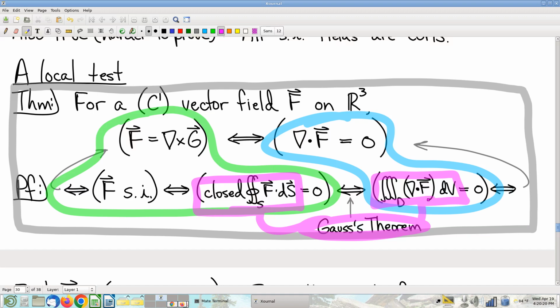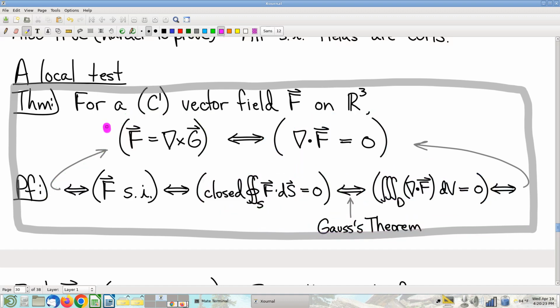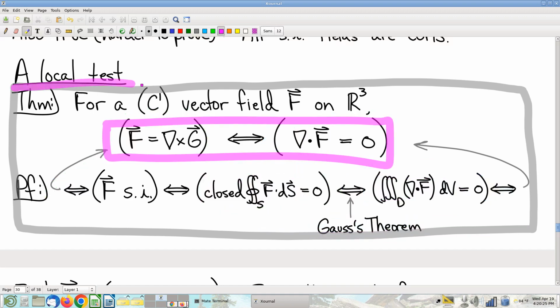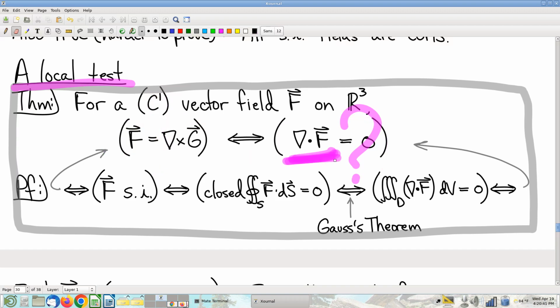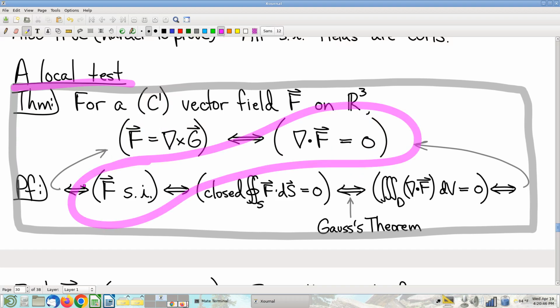And that gives us our final punchline here, which is that we have this, what I like to call local test. If you want to know if your vector field is a curl of something, no problem, compute its divergence. See if you get 0. If you get 0, then yes, it's a curl. If you get not 0, then no, it's not a curl. More importantly, if you want to know if your vector field is surface independent, take the divergence. If you get 0, then yes, your vector field is surface independent. If you get not 0, then no, it's not surface independent.